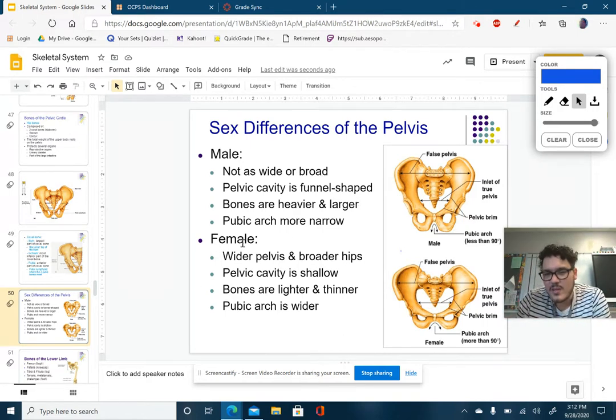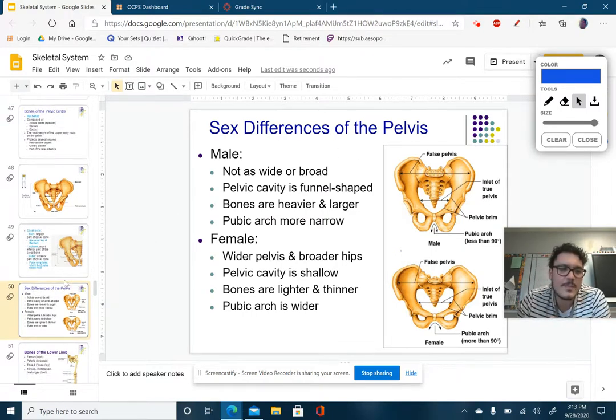Women, females: wider pelvis and broader hips. Pelvic cavity is shallow. Bones are lighter and thinner. Pubic arch is wider, greater than 90 degrees. Why do women have these broader hips, wider pelvis, and greater than 90-degree pubic arch? Childbirth, right? So that's how you can easily summarize this stuff without getting too crazy.